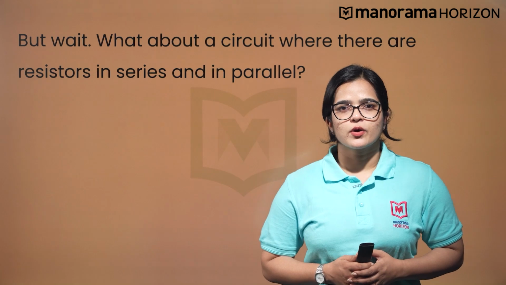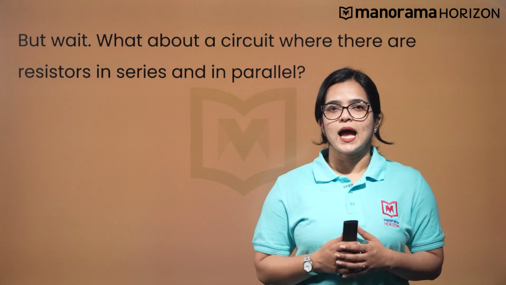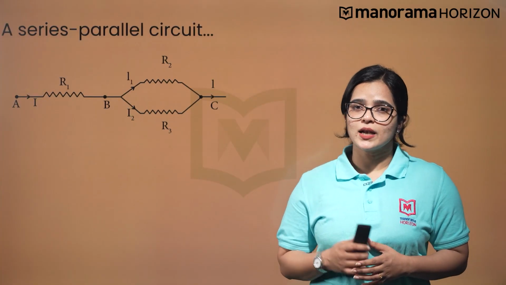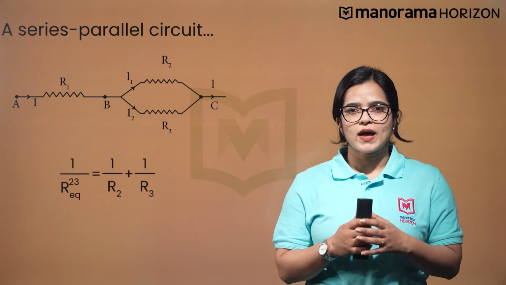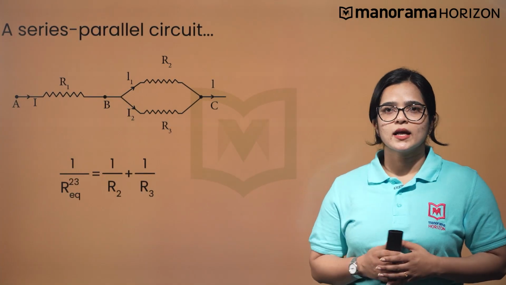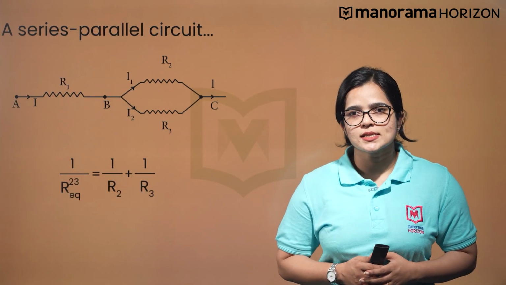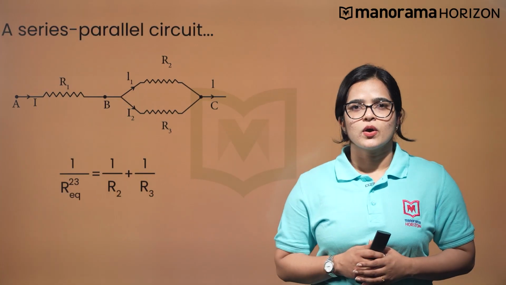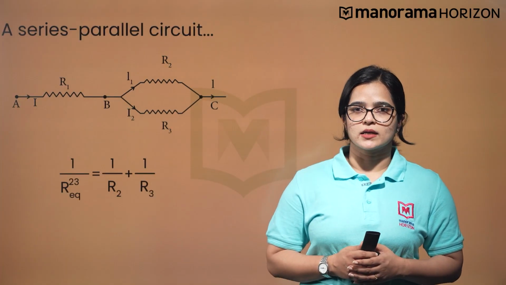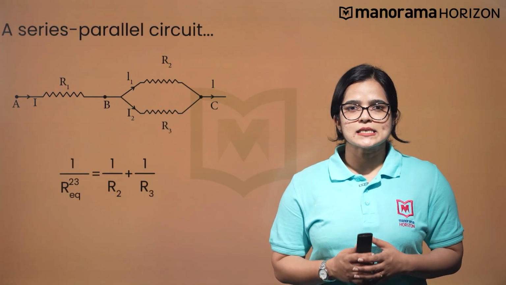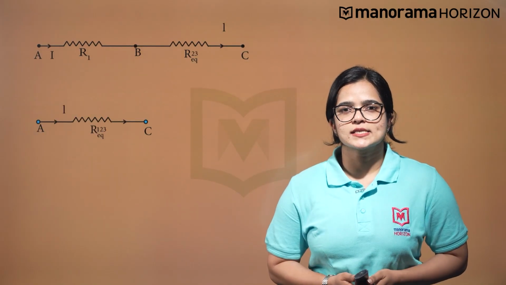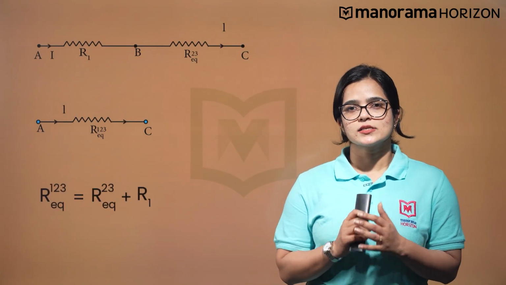What about a circuit where there are resistors in series and in parallel? Consider the combination of resistors given in this figure. We evaluate the equivalent resistance offered by the resistors connected in parallel, that is the resistors R2 and R3. We get that 1 by R equivalent is equal to 1 by R2 plus 1 by R3. This equivalent is then connected in series with R1, and the effective resistance is calculated as shown here.